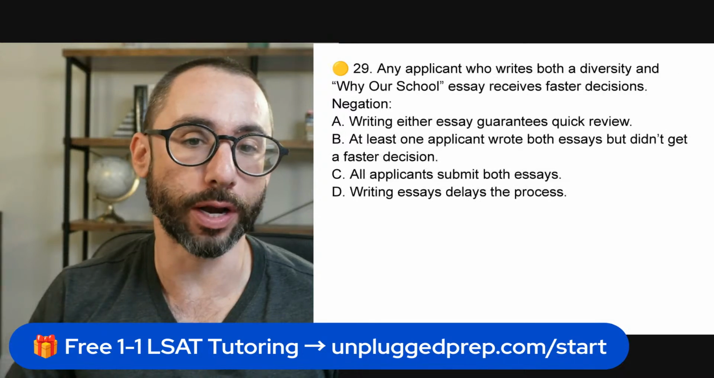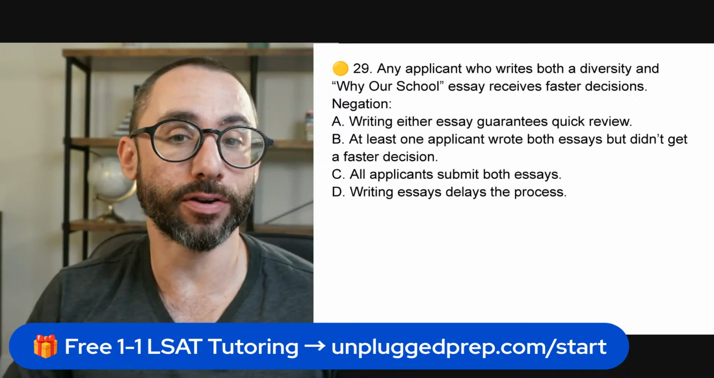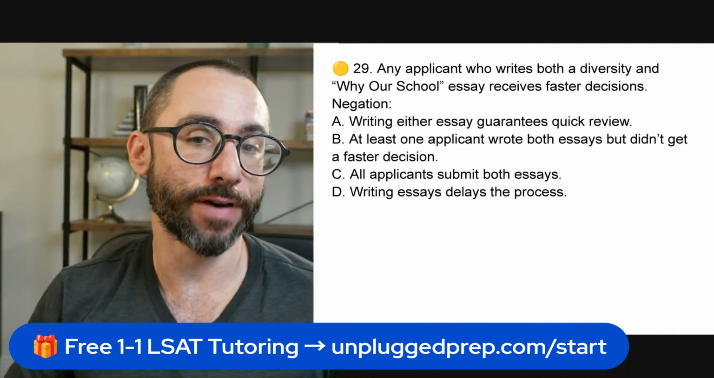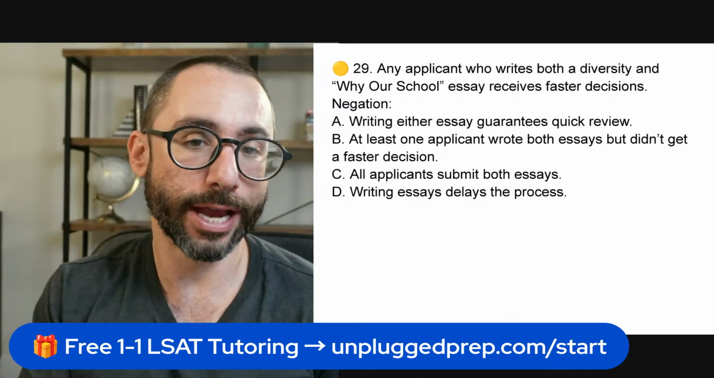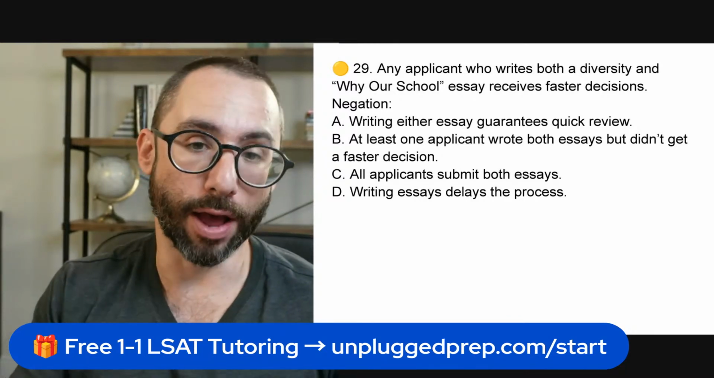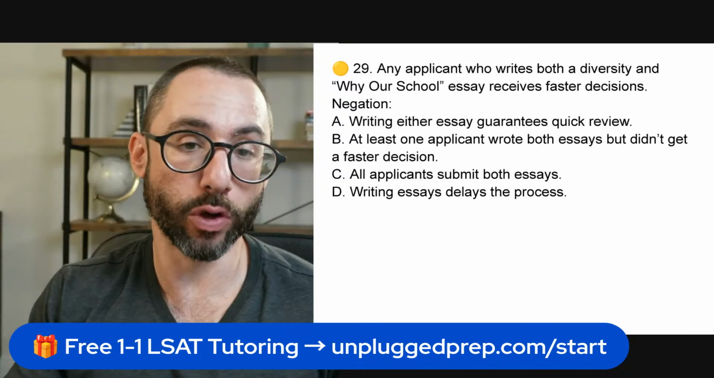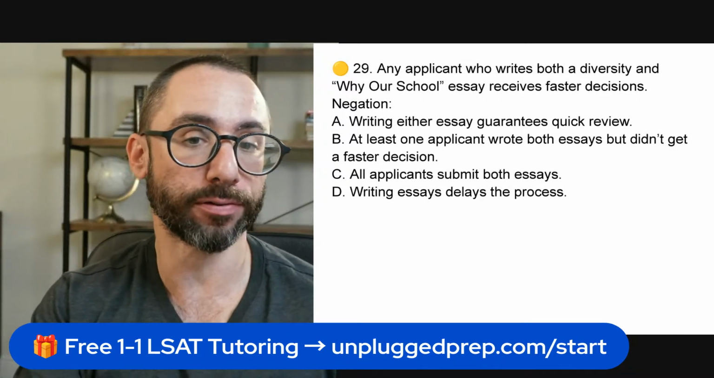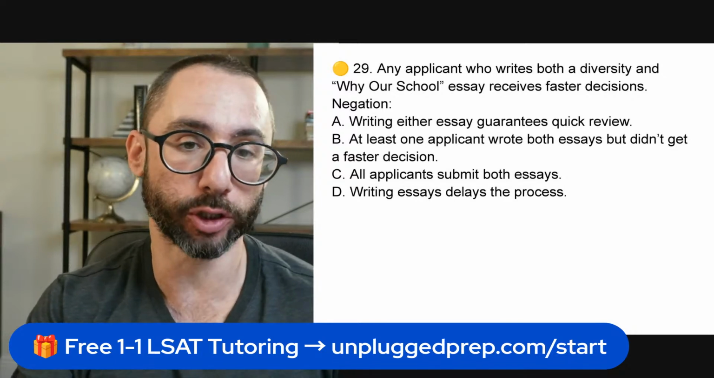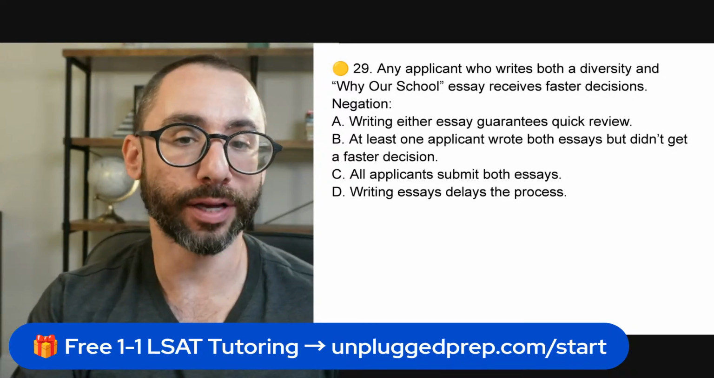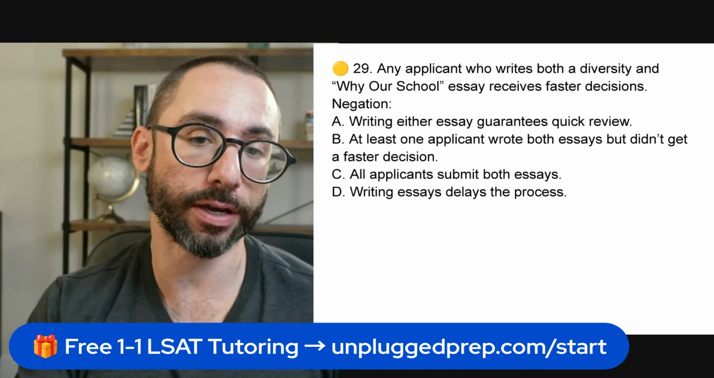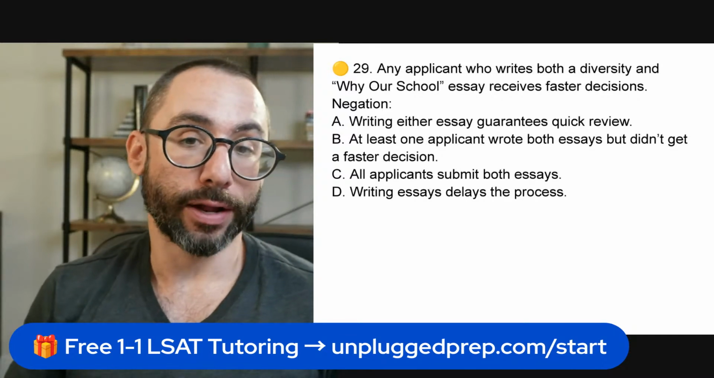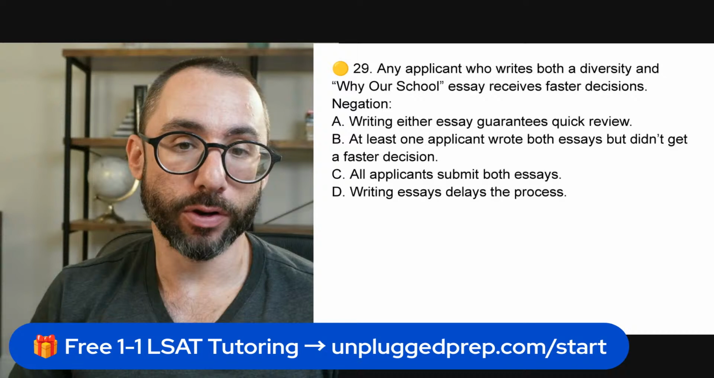Okay, so let's go on to 29. Any applicant who writes both a diversity and why our school essay receives faster decisions. What's the negation? A, writing either essay guarantees quick review. B, at least one applicant wrote both essays but didn't get a faster decision. C, all applicants submit both essays. Or D, writing essays delays the process. When you have your answer, please drop it in the chat: A, B, C, or D.